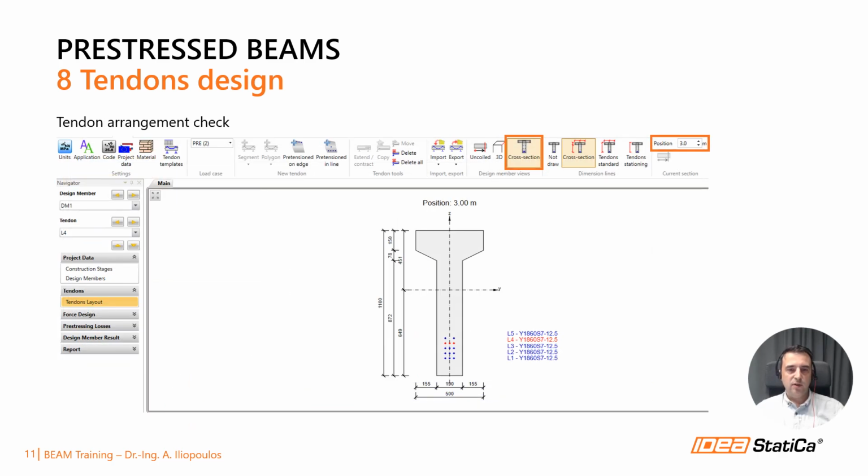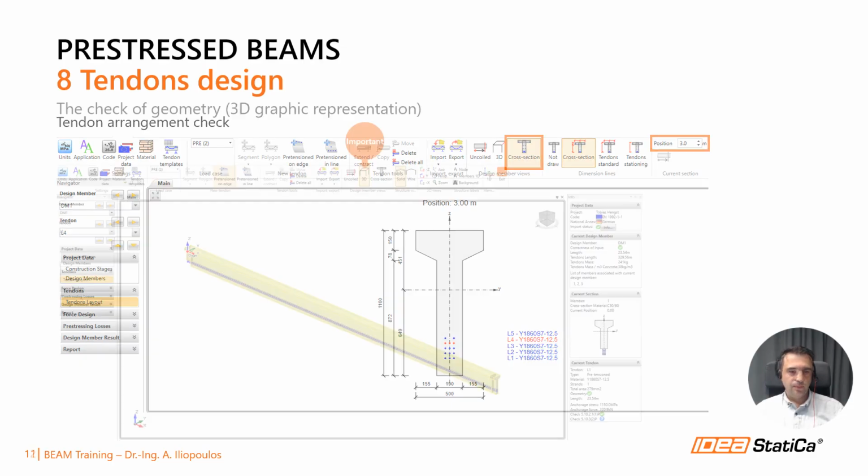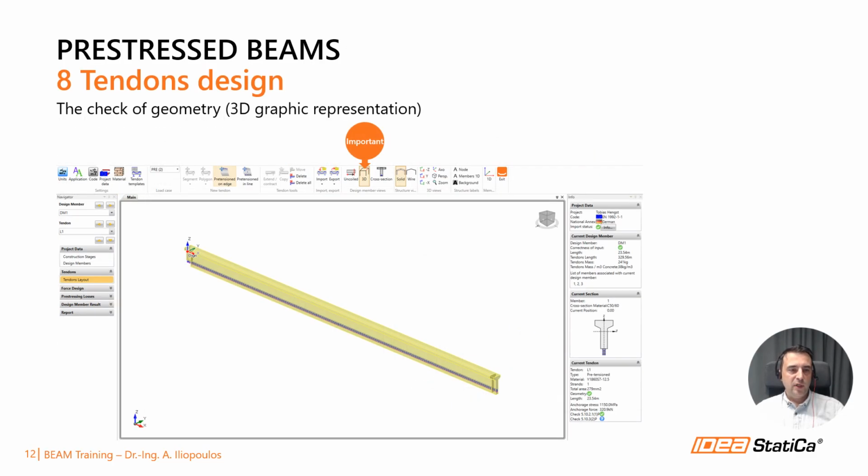We can click cross-section at the top ribbon and see how the tendons are arranged. There is also an option to display a 3D representation of the geometry. This is particularly useful when there are parabolic tendons in the structure.